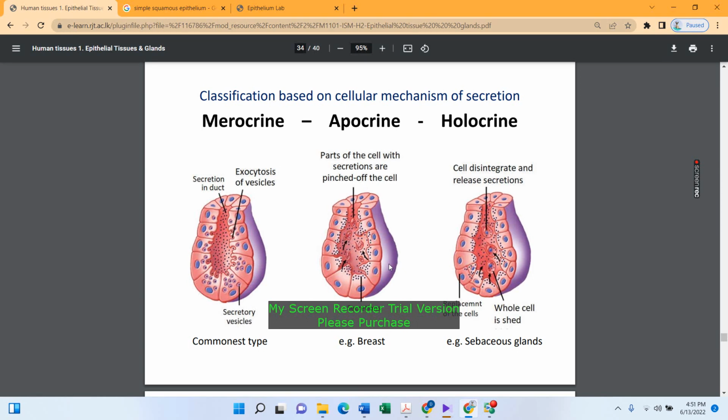Then apocrine: parts of the cell with secretions are pinched off the cell. Not the vesicle, but parts of the cell with secretions are pinched off into the secretory duct. Then holocrine: the cell disintegrates and releases secretions. The total cell, not only part of the cell, the whole cell is shed and they release the secretion. They are found in sebaceous glands.